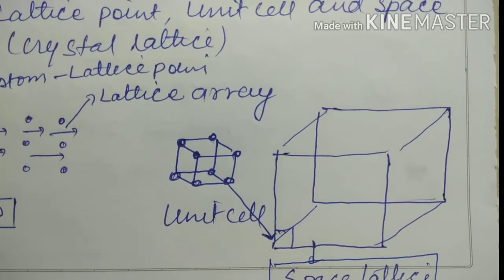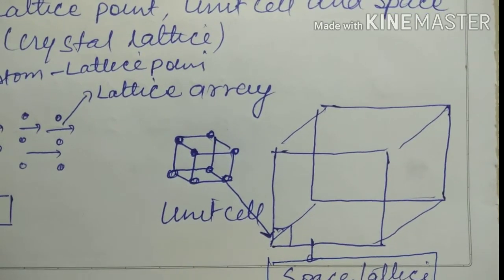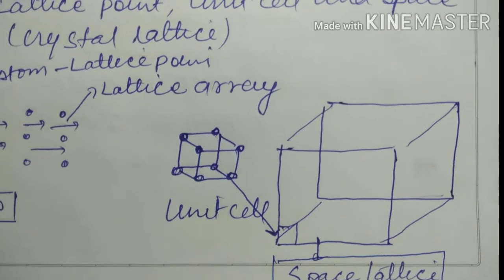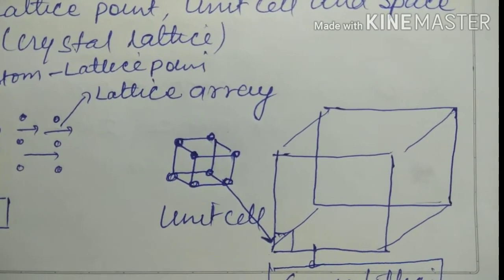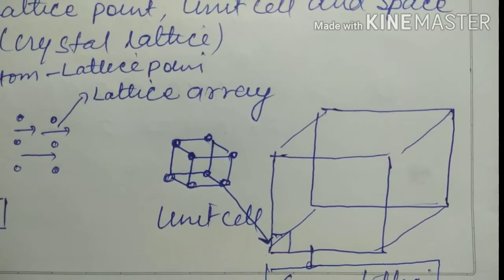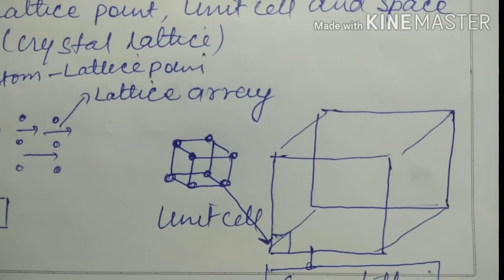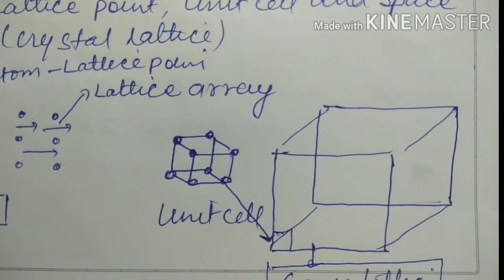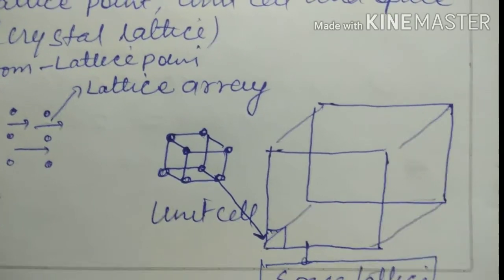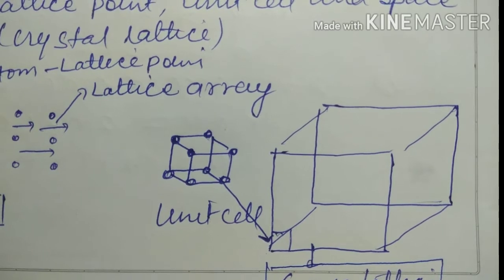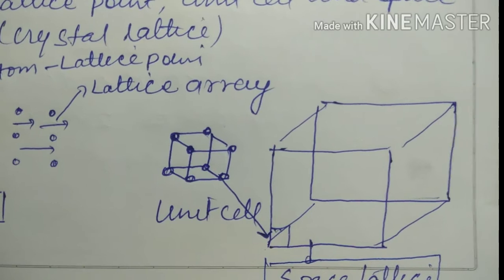So again listen, what is the meaning of lattice point: the smallest particle which is arranged in a particular direction. This smallest particle or smallest point is called a lattice point or lattice particle. If it is arranged in a particular direction, this is called a lattice array. Array means direction. It forms the smallest 3D unit. This is called a unit cell. Unit cell means the smallest unit. If arranged in 3D, it forms a whole crystal. This is called a space lattice or crystal lattice.